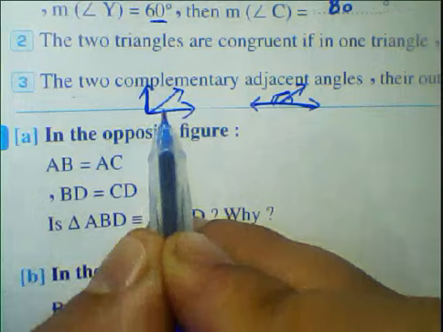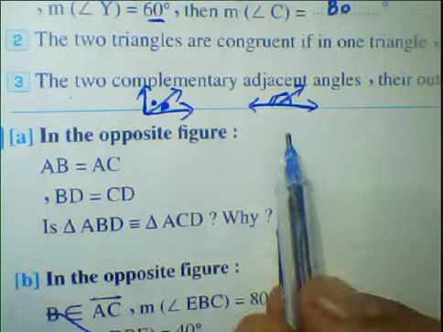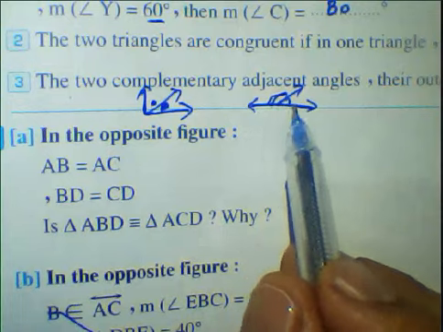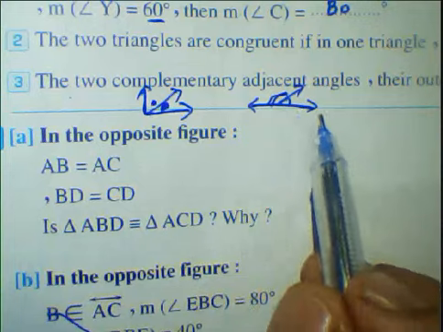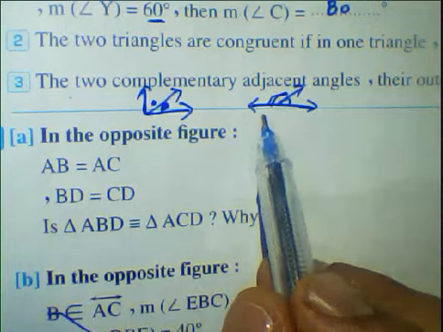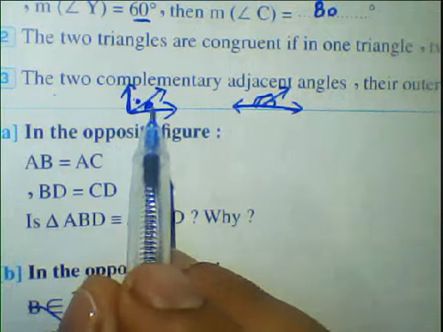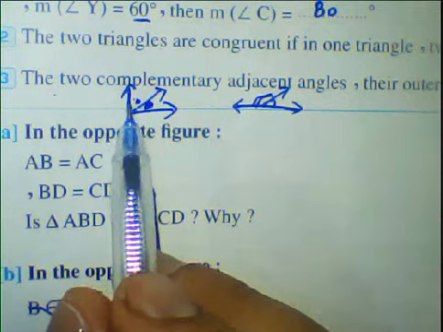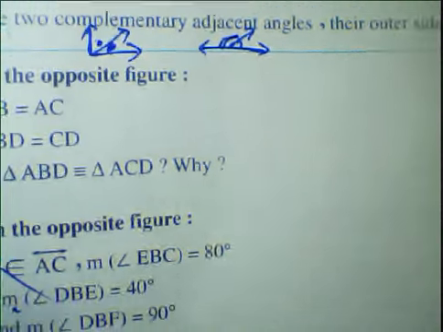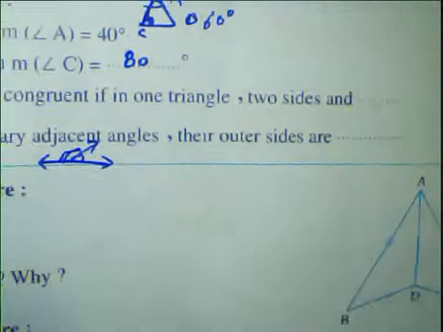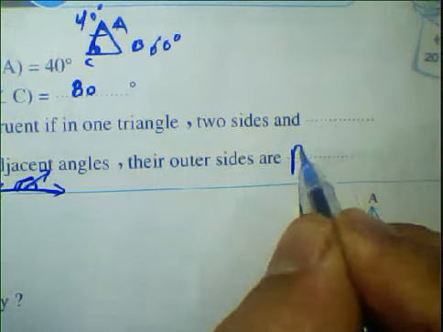Complementary angles here are adjacent angles. The outer sides are perpendicular here. But if we have two supplementary angles, adjacent angles, their outer sides are on the same straight line. But in this example, he asked about the two complementary angles. The two complementary adjacent angles, their outer sides are perpendicular. We must write here perpendicular.